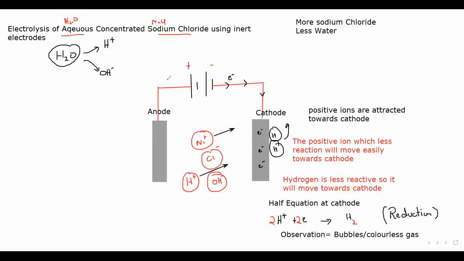The terms reduction and oxidation: reduction means gain of electrons. When something gains electrons, we call it reduction. So you can see the hydrogen ions are taking electrons and turning into hydrogen molecules. That's why we call this change reduction.